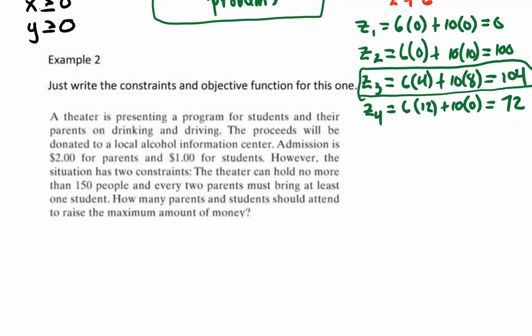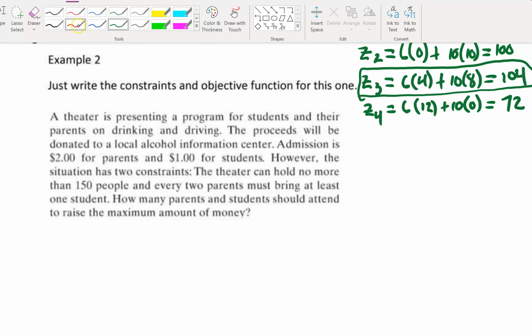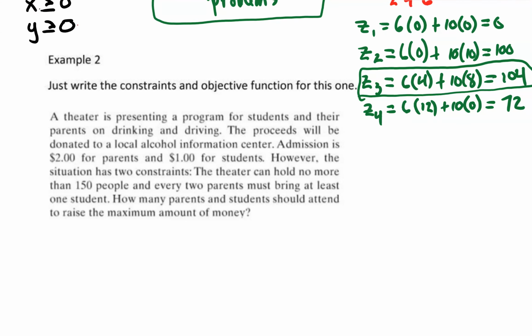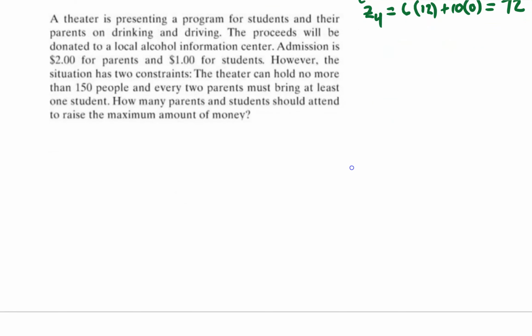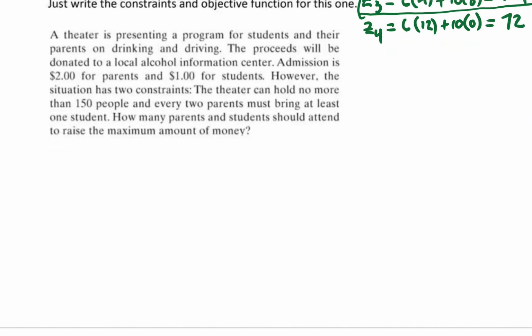In this next one, it's saying just write the constraints in the objective function. They don't want you to solve this, so this is not a solving problem. The theater is presenting a program for students and their parents on drinking and driving. The proceeds will be donated to a local alcohol information center. Admission is $2 for parents and $1 for students.